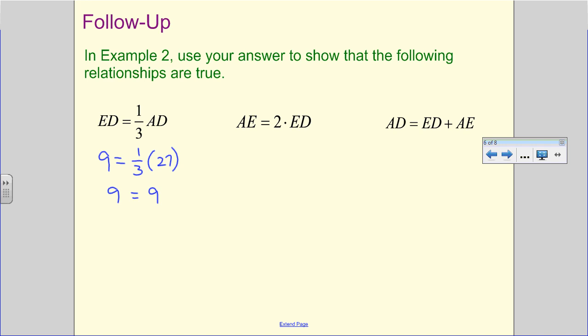The other way that they said is AE, that larger segment, 18, is equal to 2 times ED. We said ED was 9, and 18 is equal to 2 times 9. All right, and so that was kind of the mental math that I showed you. The other way is 27 is equal to, the whole segment is equal to the 2 smaller parts. And so 27 does equal 27. So we should be able to do all of these mental math checks to show that our centroid is 2/3 of the distance from the vertex.